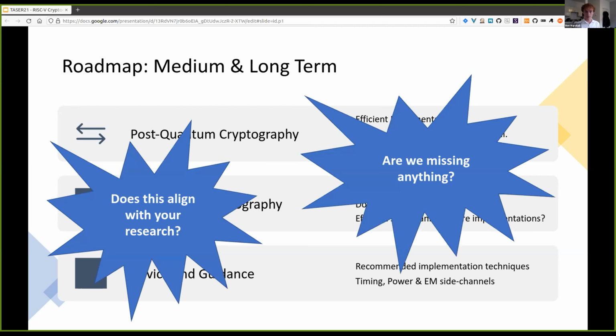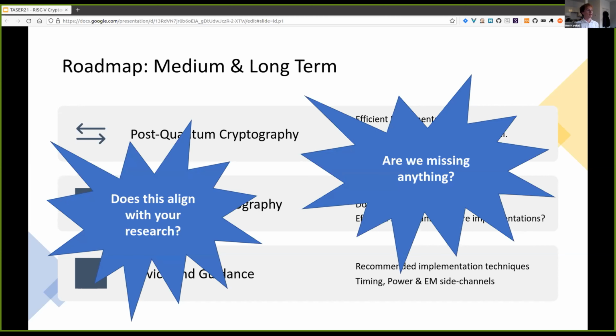And we want your help. Does this align with your research? Are we missing anything? The reason I got involved with RISC-V in the first place was because I thought, oh, there's a gap here. We can do fast cryptography for small devices, and if you offer to do some work, they will take you up on it. So bear that in mind.